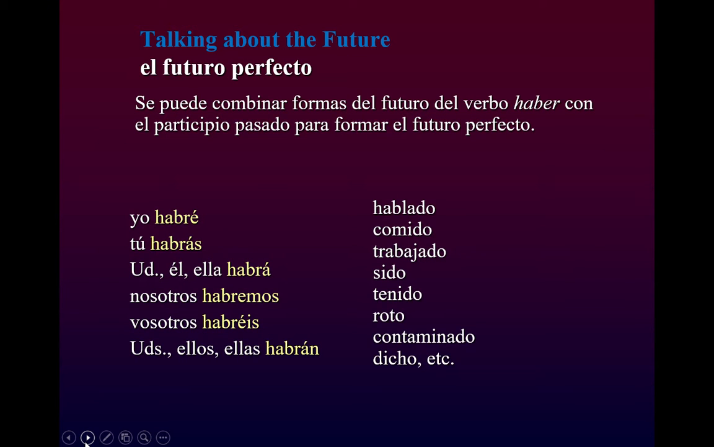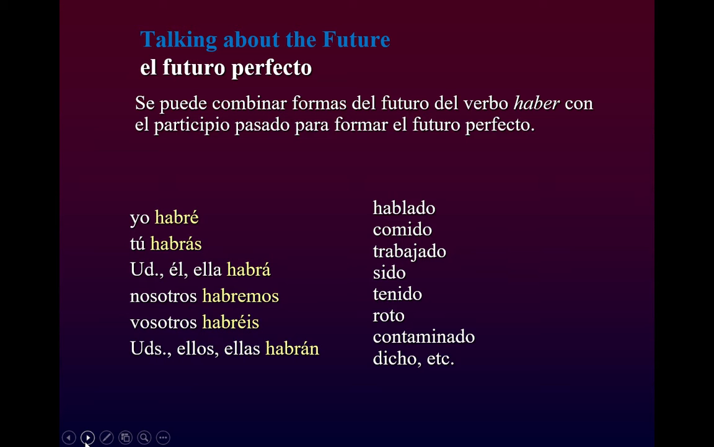And you can combine that with past participles, just like when we did the present perfect and the past perfect. Now we're doing future perfect. So you could say, for example, yo habré hablado. That would be, of course, I will have, and then the word spoken. So habré hablado. The next one, you could say, tú habrás comido. You will have eaten. Next verb, let's just go down the list. You could say, él habrá trabajado. He will have worked.